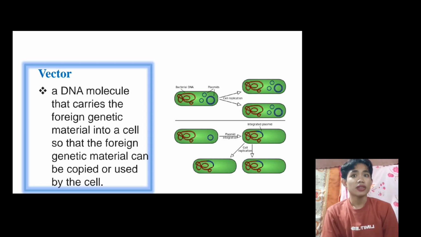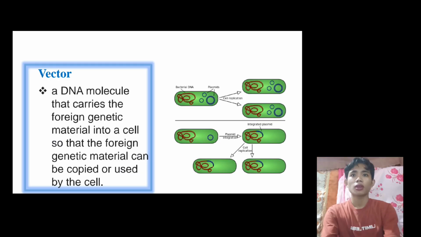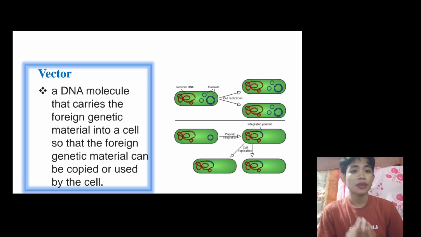Vector. A vector is a DNA molecule that carries foreign genetic material into a cell so that the foreign genetic material can be copied or used by the cell. A vector is a DNA molecule, often a plasmid or virus, that acts as a delivery system to introduce foreign genetic material into a host cell. Once inside the cell, it can replicate or express the new DNA, meaning it can make copies or use it to produce proteins.